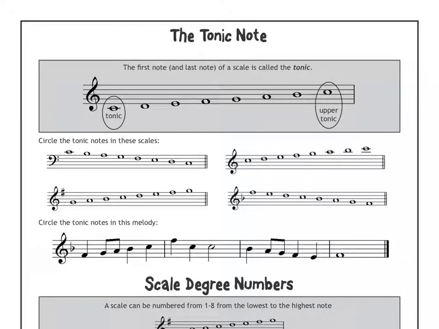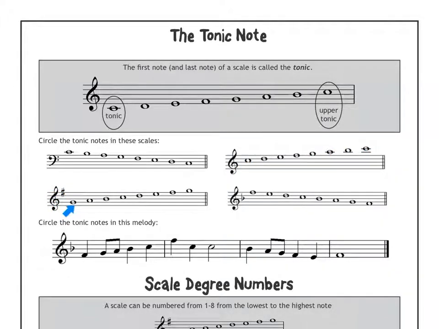Okay, so the tonic note is the first and last note of any scale. It's the name of the scale. So for example, this scale at the beginning here, it's a C major scale. You have no key signature because you need just white keys. The first note and the last note are the tonic notes. So circle all the tonic notes in these scales. Here you have a C major scale descending, right? Here you have a C major scale ascending.